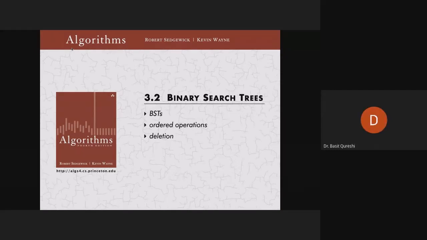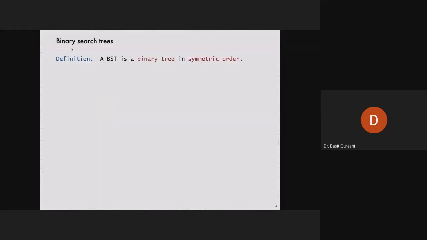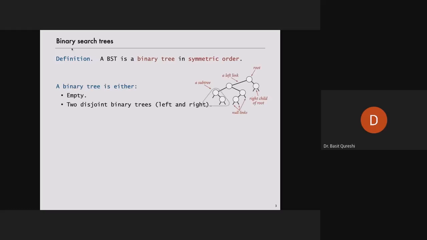Like I said, this is coming from this book. It's called Algorithms, the 4th edition. So here's a definition for binary search tree. A BST is a binary tree in symmetric order. Symmetric order. Now, what is symmetric order?